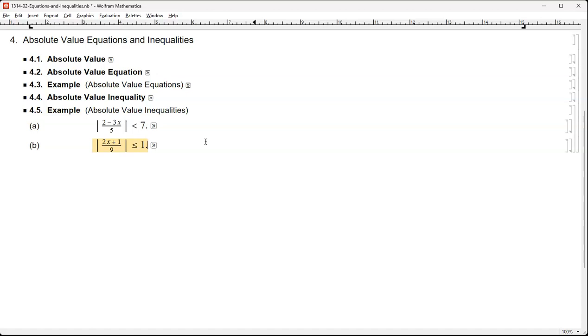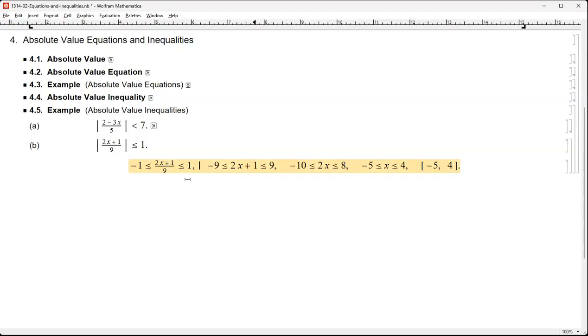Well, did you get it? Okay, all right. I'll show you. Negative 1 and then fraction, plus 1. Multiply away 9, so negative 9 numerator and plus 9. Subtract away 1, negative 10, 2x, and then 8. Finally, divide by 2, dividing by positive numbers, so no change in the direction. So negative 5, x, 4, and both are brackets. Both are semi-inequalities, so we have bracket expressions for both.